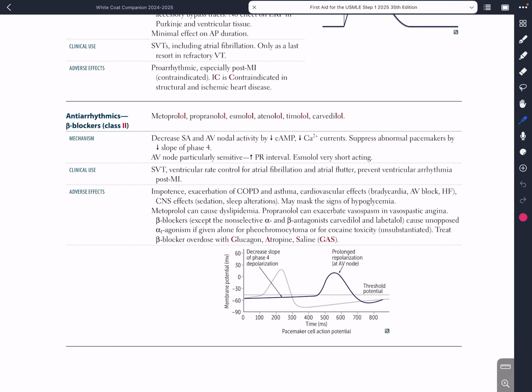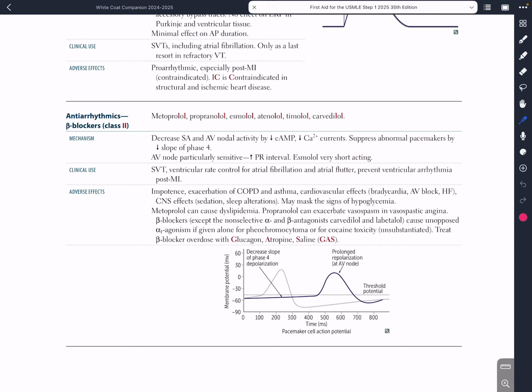AV node is particularly sensitive to increased PR interval. Esmolol is very short acting. So esmolol is given mostly in type 2 aneurysms.